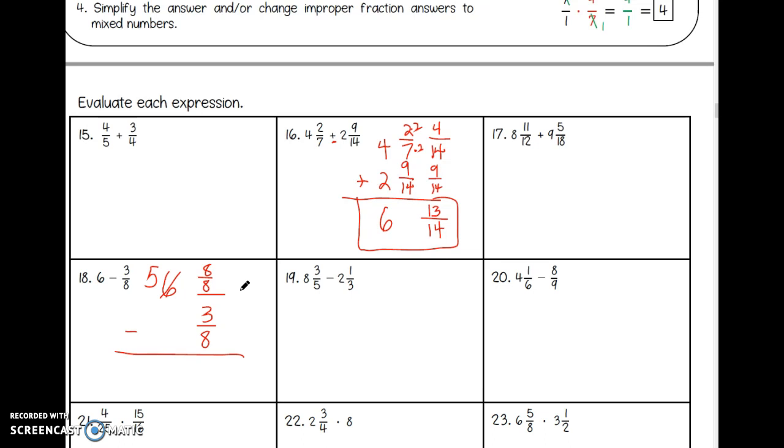So I subtract my numerators. 8 minus 3 is 5, and my denominator will stay the same. Now I'm going to subtract the whole numbers. Is there anything to subtract from 5? Nope. So bring it down.